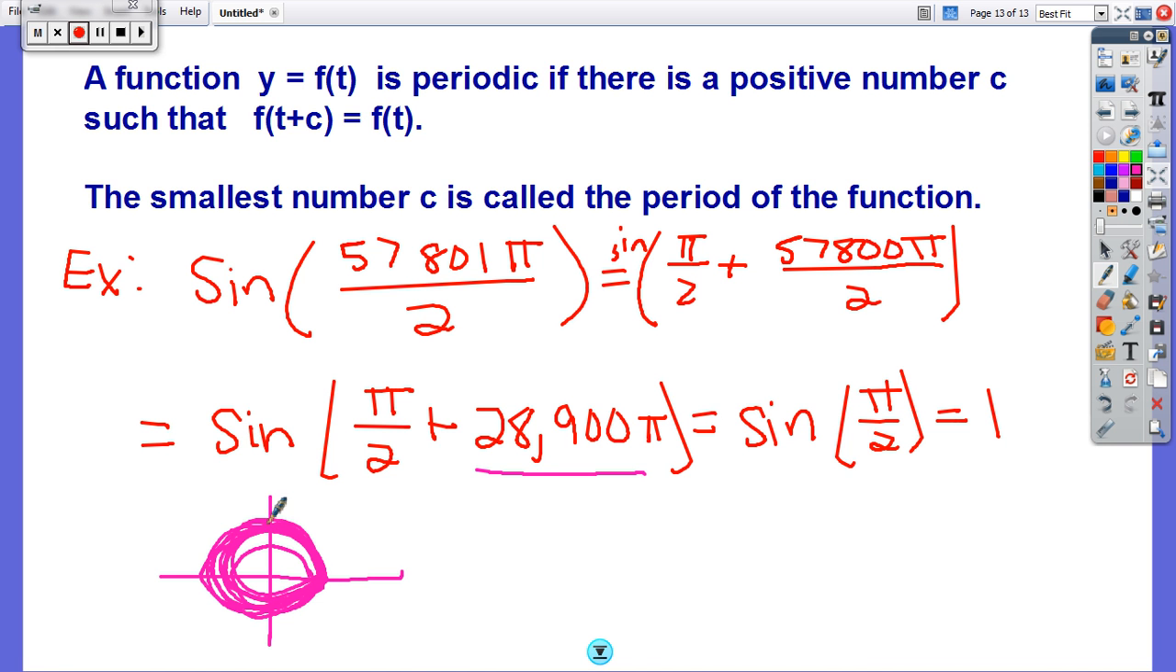So if I did this over and over until I got to 28,900 pi, all I would need to do is then go just pi over 2, or a half a pi more. And since we know that 1 pi ends up being over here, half a pi would just go to right here. And the sine of this point, we know, is 1. Or 1 over 1, we've already talked about this one. So it's equal to just 1.